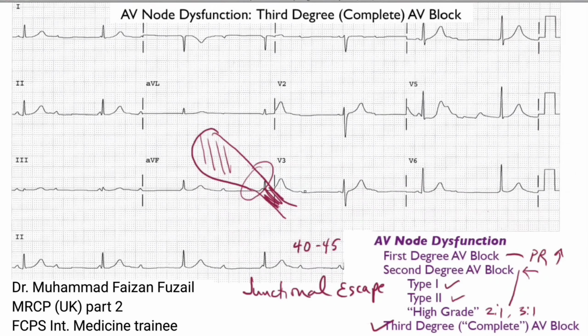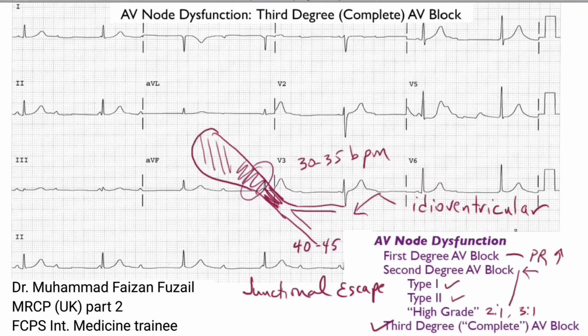So you can sometimes see escape rhythms in the range of 30 to 40 beats per minute coming from the AV junction. If the AV junction is diseased also, then you can have escape rhythms arising from the Purkinje systems, from those fibers down in the ventricle, and those usually give rise to very slow escape beats with wide bizarre QRS complexes known as idioventricular escape rhythms. Idioventricular means it's coming from the ventricles, and usually you'll see rates of 25, maybe 30 beats per minute in idioventricular escape. Those are generally very wide-looking escape rhythms.